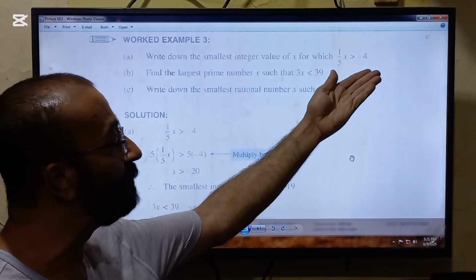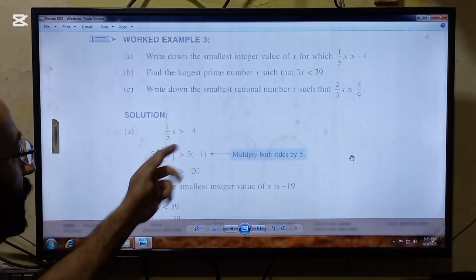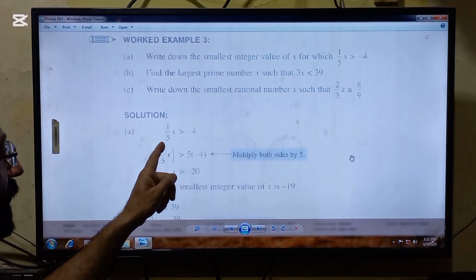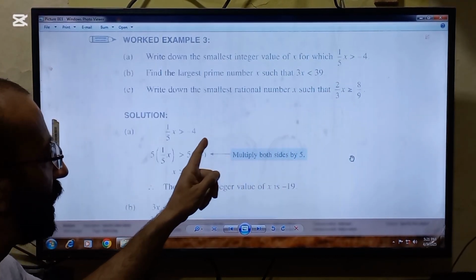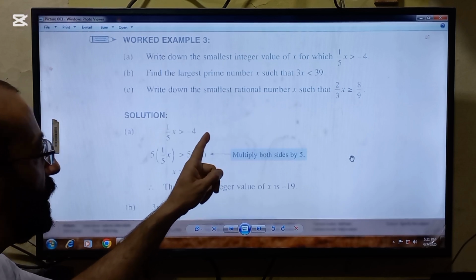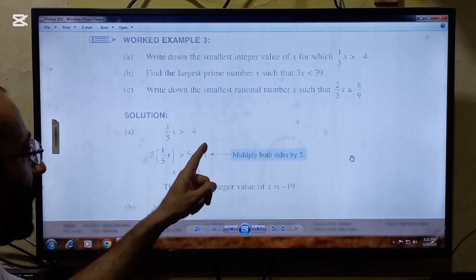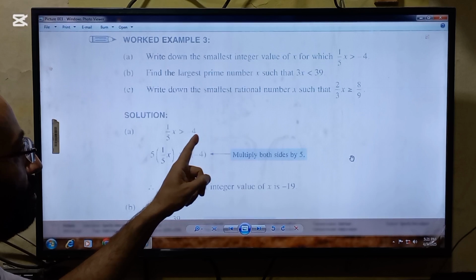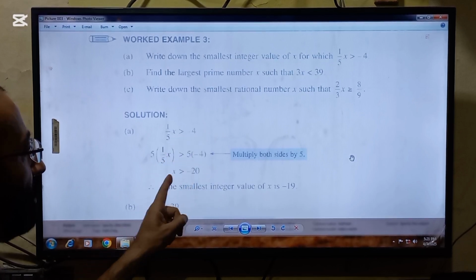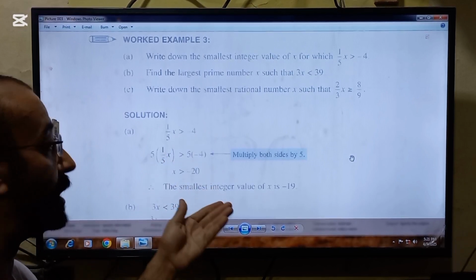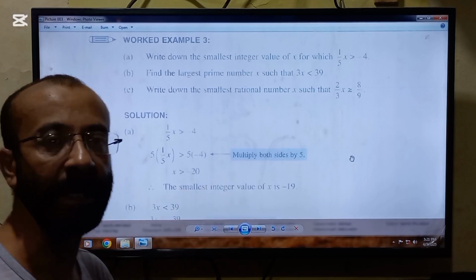So first we will solve the inequality, that is here. -5 is dividing over here, so it will go to the right side and it will come to the numerator. So -4 into 5 will be equal to -20. So x is greater than -20 is the answer. So up to here, this is the inequality.